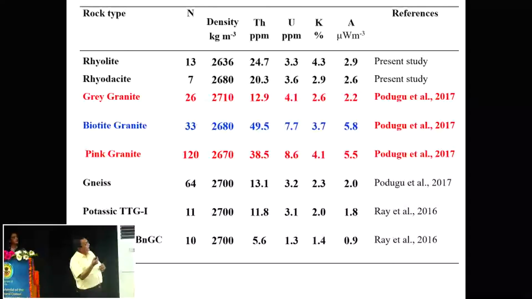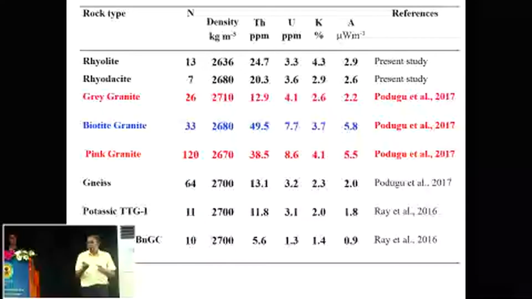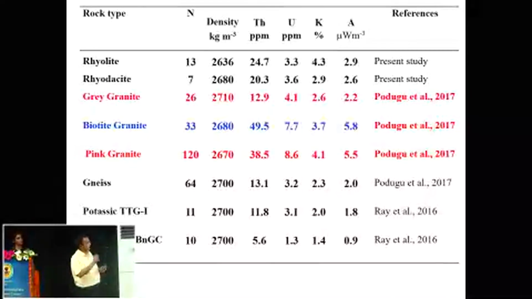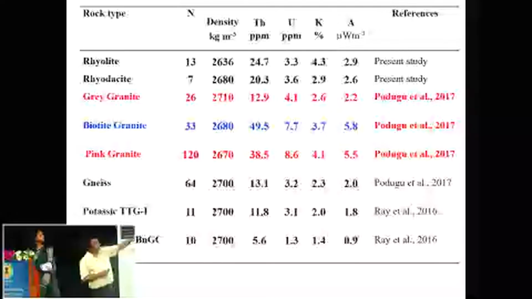While biotite granite is 5.5, the grey granite has low heat production. The grey granite was affected by the east-west fabrics, while these two, biotite and pink, were not affected. This should also be kept in mind. And rhyolite and rhyodacite also have low heat flow values.